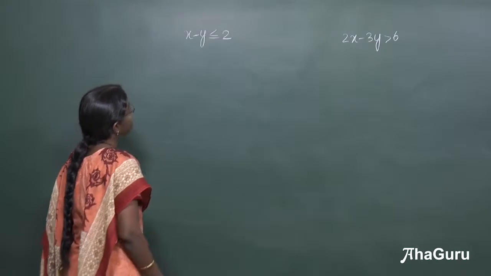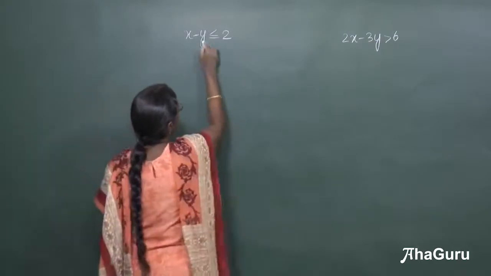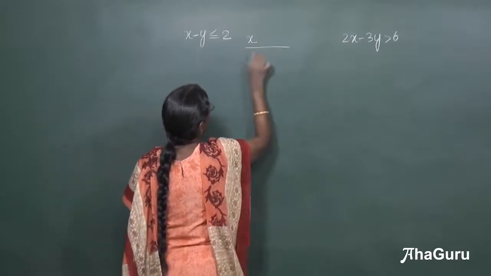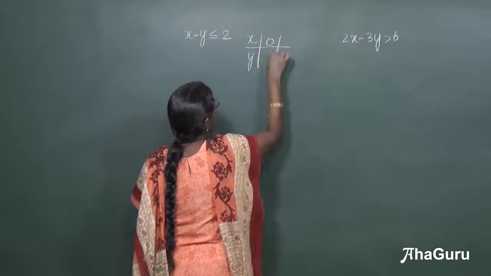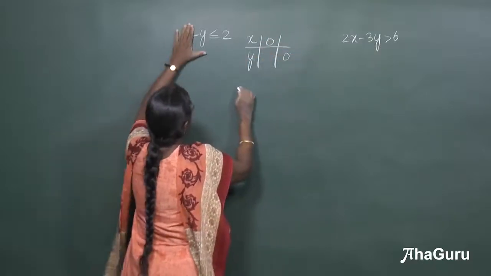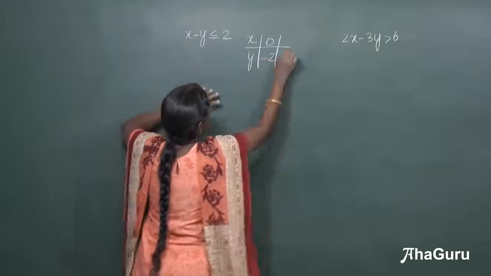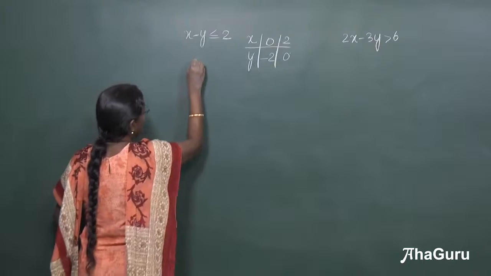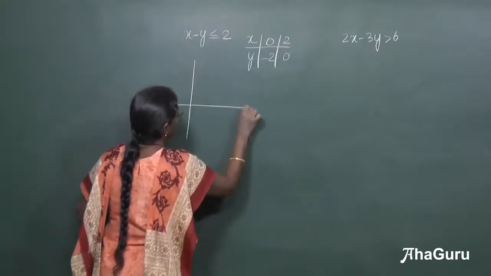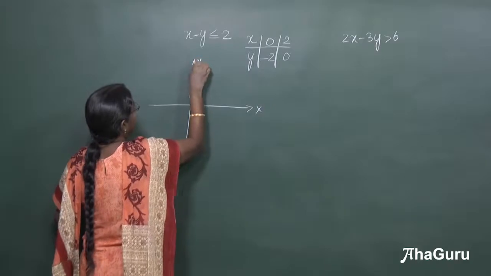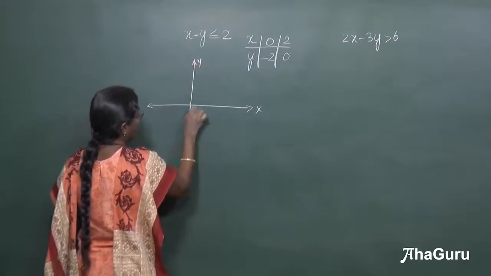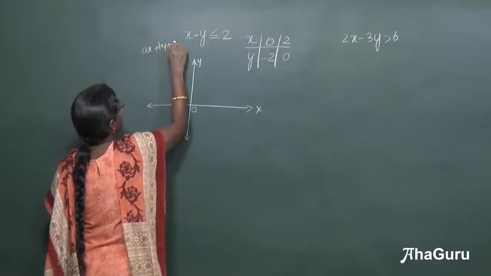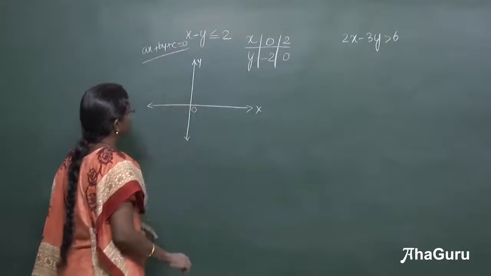The inequality here is x minus y less than or equal to 2. First we will draw the line x minus y equal to 2. We will find out where it cuts the x axis and the y axis. When x is 0, y is minus 2, and when y is 0, x is equal to 2. So we will first draw the line and then find out what the region is. Any equation of the form ax plus by plus c equal to 0 represents a straight line.